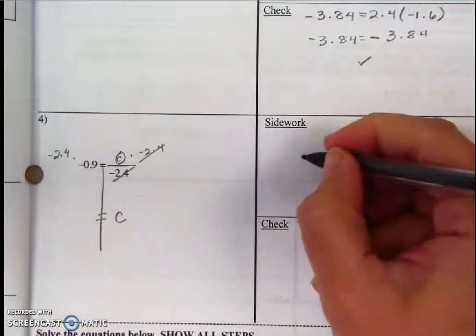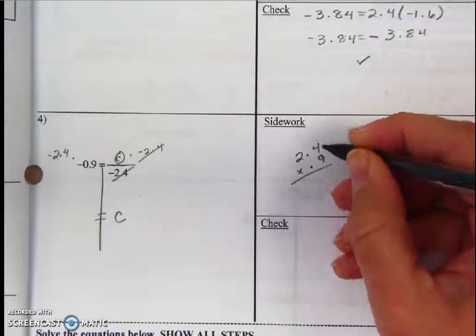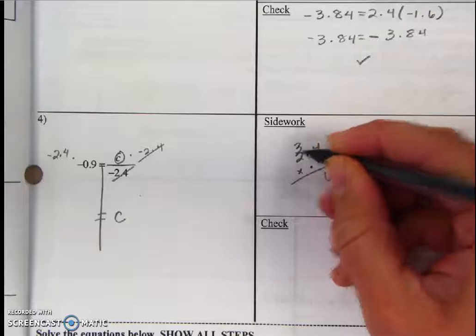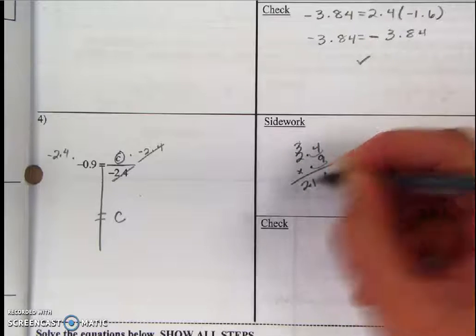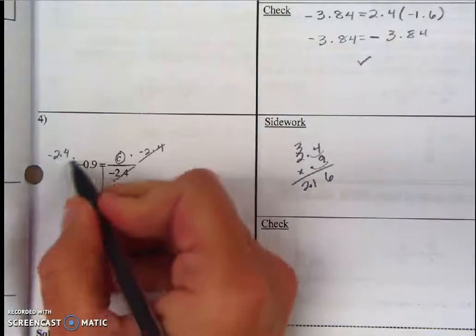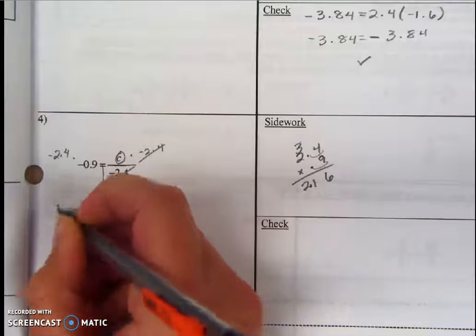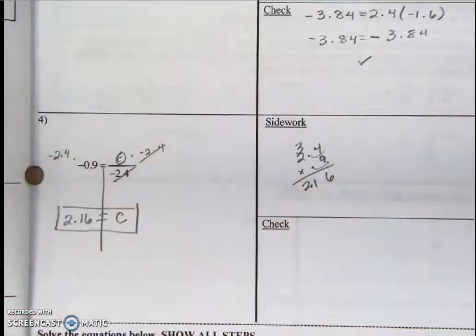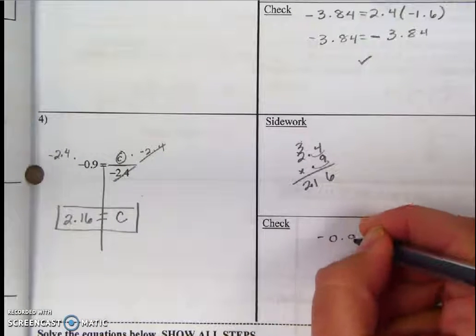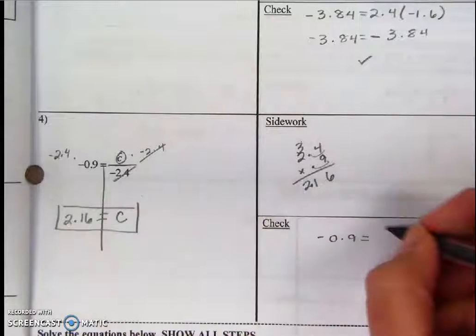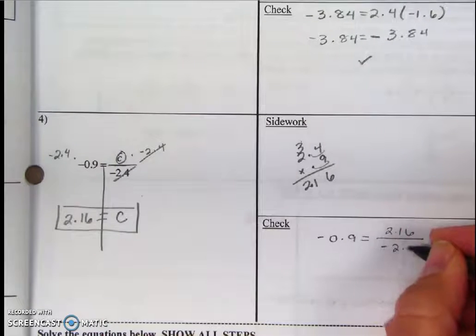2.4 times 0.9. Let's see what we get. 4 times 9 is 36. 9 times 2 is 18, plus 3 is 21. Swoosh, swoosh, swoosh, swoosh. And so I get 2.16. So here, negative times a negative is a positive 2.16. And so that should be our answer. But remember, we always have to check. So I'm going to copy this down. Negative 0.9 equals, instead of C, I'm going to write 2.16 over negative 2.4.